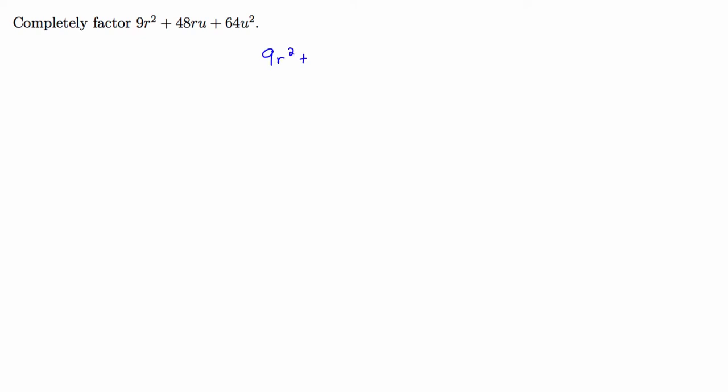In this example, we want to factor 9r squared plus 48ru plus 64u squared. The first step in factoring any polynomial is to look for a greatest common factor. When we look at the first term, it is 9r squared, and the last term is 64u squared. Recognizing that the first term has r factors but no u's, and the last term has u's but no r's, we can eliminate any variable being a common factor.